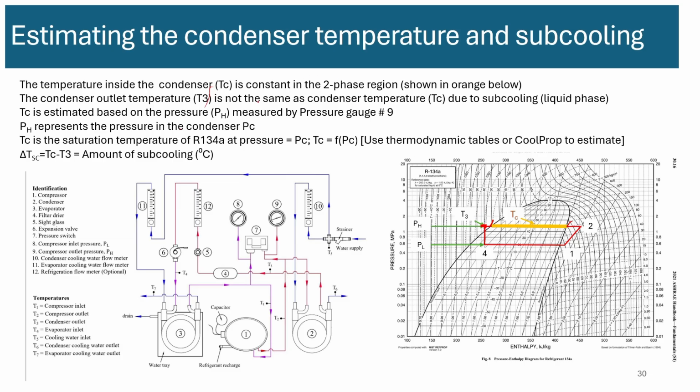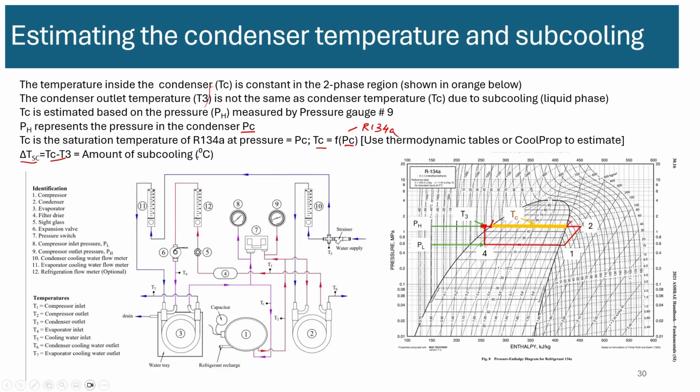We estimate TC based on the condenser pressure, which is the same as PH. So how is it related? TC is basically the saturation temperature corresponding to a pressure PC for the refrigerant that we are using, which is R134A. For each type of refrigerant, there is a one-to-one correspondence between the saturation temperature and the saturation pressure. Once you find TC, the difference between TC and T3 is how much you have subcooled the refrigerant. That delta TSC represents the amount of subcooling, TC minus T3.